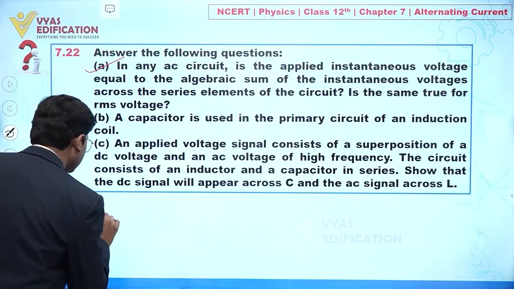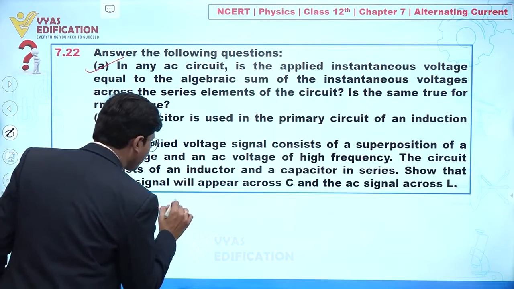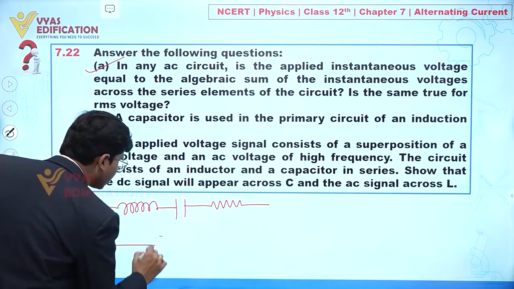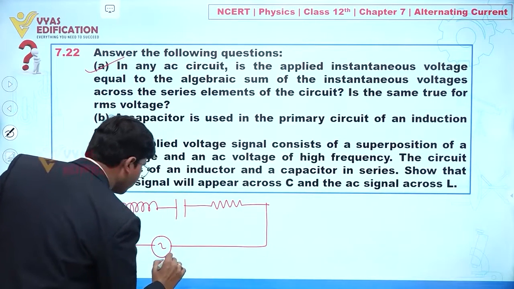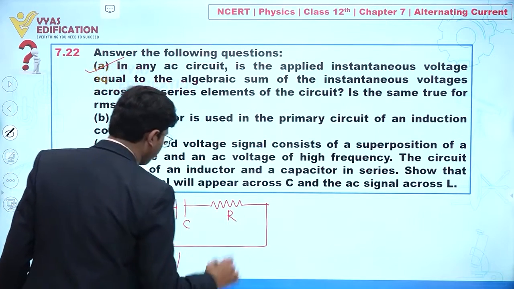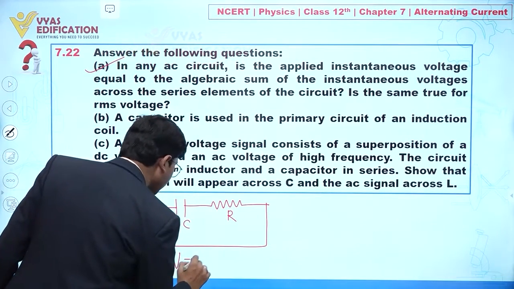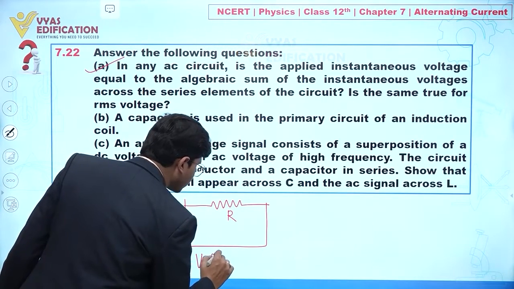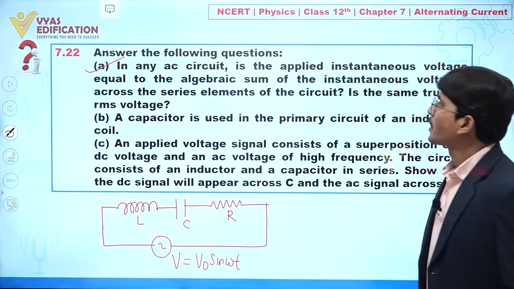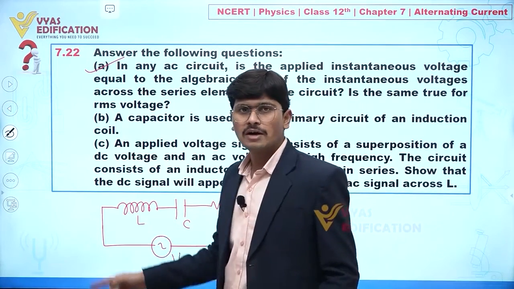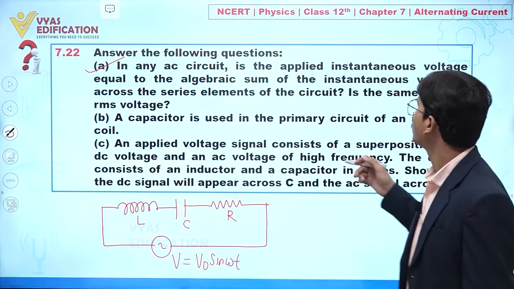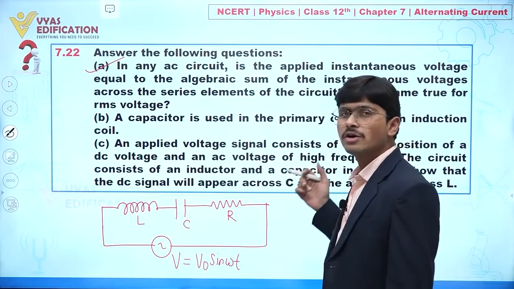Now concentrate. Let's suppose we have an inductor, a capacitor, and a resistor, all connected with an AC source like this, clear? This is V, and this is L, this is C, and this one is R. Let's suppose the source voltage is V naught sine of omega t, this voltage is varying in nature, clear to you? So in any AC circuit, is the applied instantaneous voltage equal to the algebraic sum of instantaneous voltages across the series elements of the circuit?